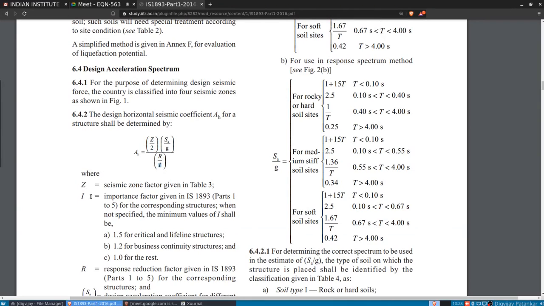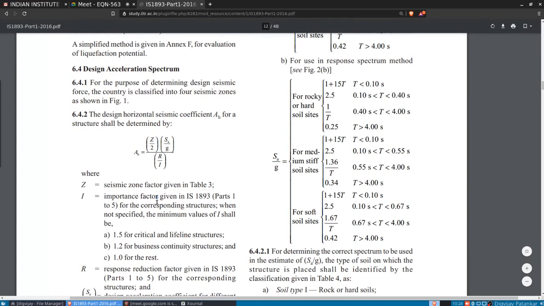R, or let us look at I in this sequence. I is importance factor given in IS 1893. For the corresponding structures, when not specified, the minimum value of I shall be so and so. So it can be 1, 1.5, 3 and so on. So this importance factor depends on what kind of building we are constructing. Is it a critical structure, or is it a regular building like a household, or is it like a school or a hospital, which is very important. So depending upon that we decide the importance factor.